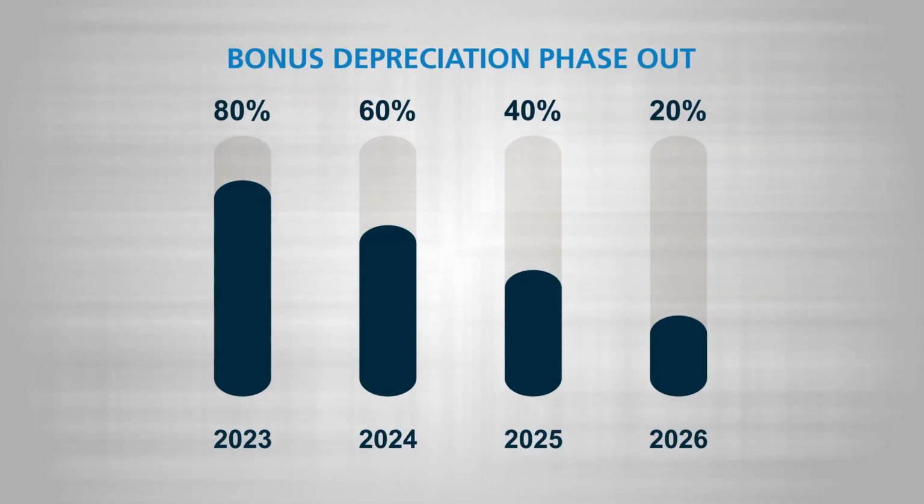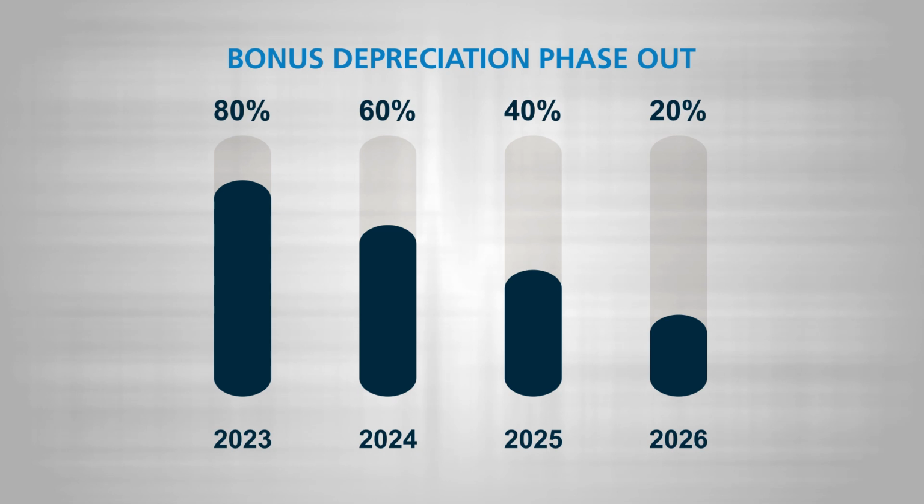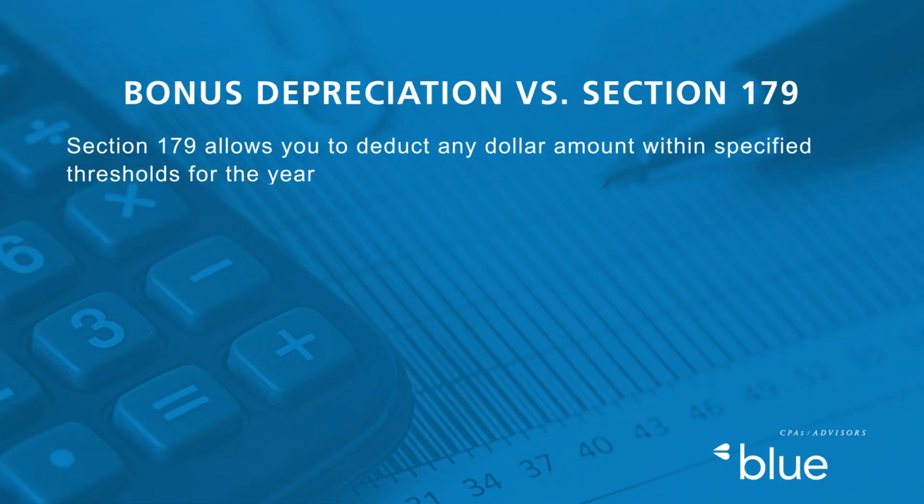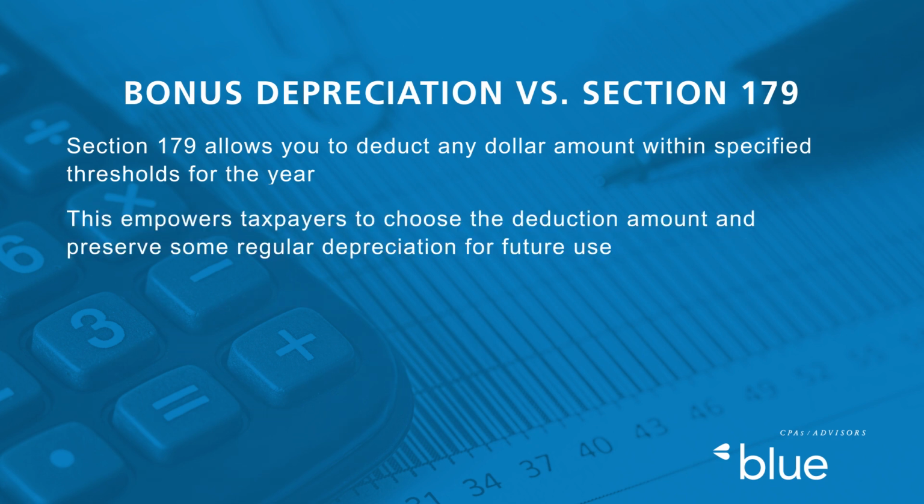Another key difference is that with bonus depreciation, you must deduct the relative allowed percentage under the bonus depreciation rules of the asset's costs. You cannot elect up to the prescribed percentage. It's all or nothing. In contrast, Section 179 allows you to deduct any dollar amount within the specified thresholds for the year. This flexibility empowers taxpayers to choose the deduction amount and preserve some regular depreciation for future use.